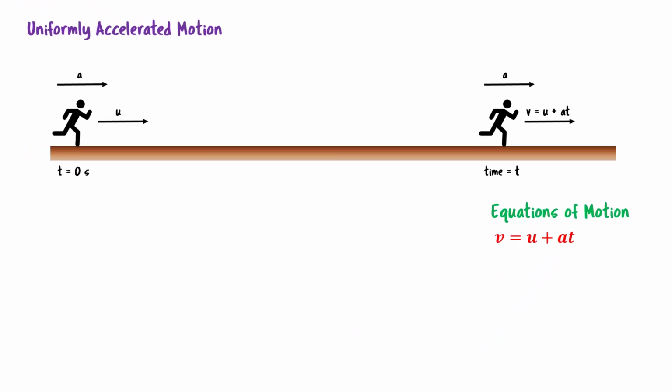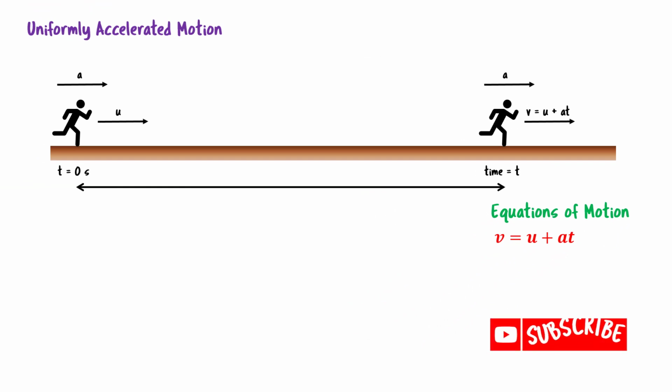Now we try to calculate the displacement of this object between t is equal to 0 and t is equal to t seconds. We denote it by small s, and this small s displacement is nothing but v average into time. And this v average can be written as u plus v by 2, that is initial plus final velocity by 2, just because this is a uniformly accelerated motion.